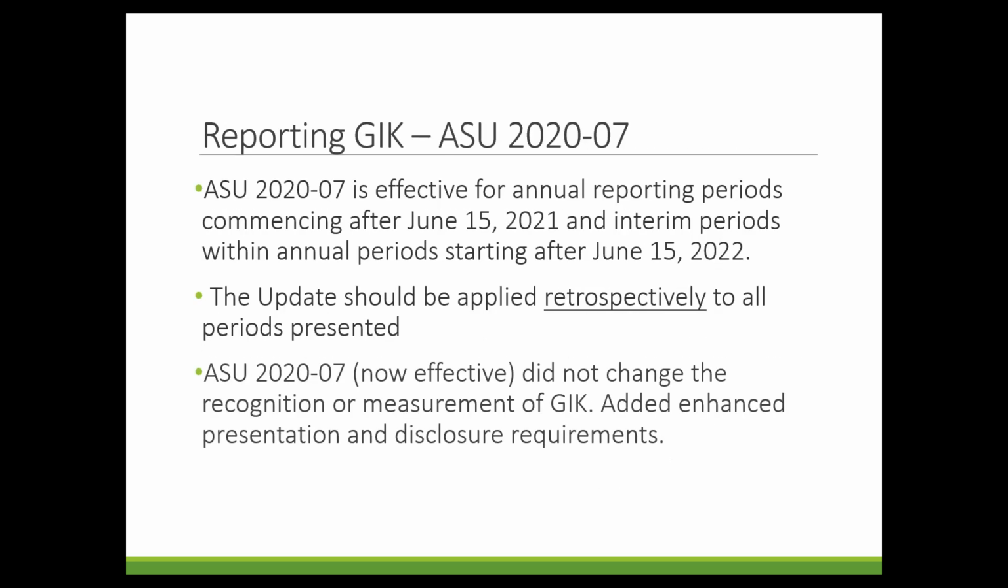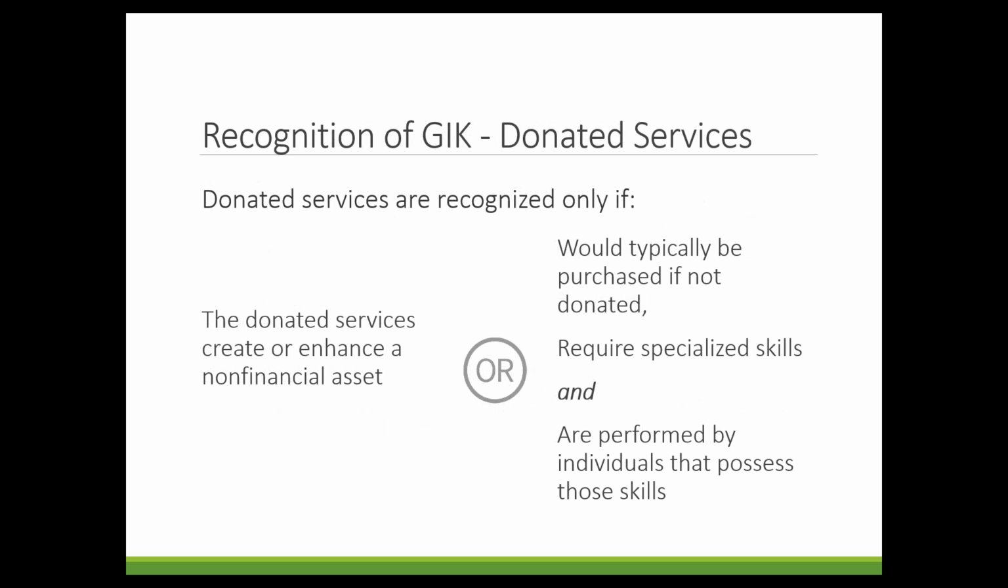Other examples of specialized skills include legal services, accounting services, architects, carpenters, teachers. But keep in mind, general office work or similar services performed by volunteers are not allowed to be recognized in the financial statements, although you can disclose them in the notes. And ASU 2020-07 does encourage nonprofits to disclose this, but once again, it does not require you to disclose this.